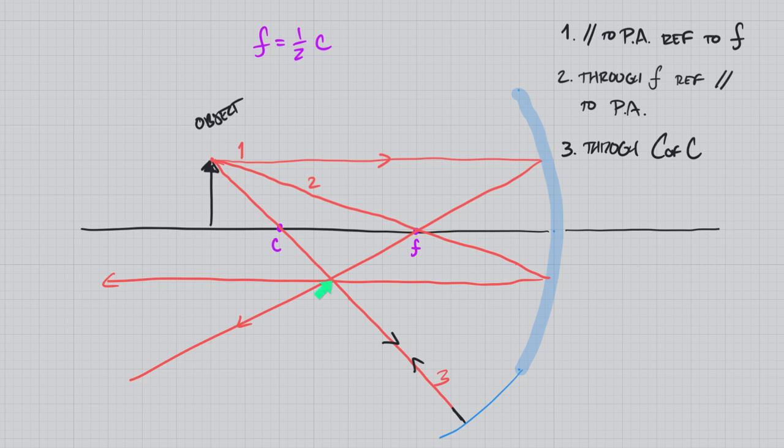And what we're going to get is a point where all 3 of these beams overlap, and that is where my image is going to be formed.